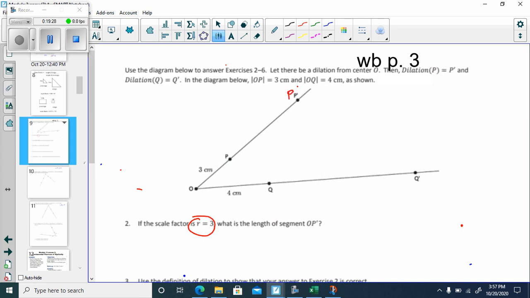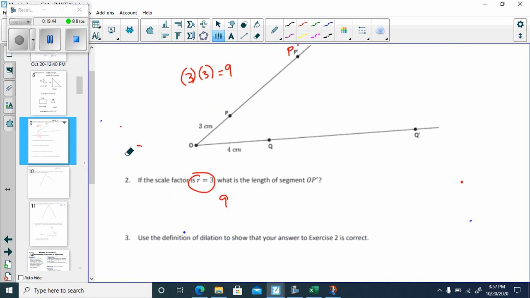Here's your P prime. If OP is 3, and I'm going to OP prime, I'm multiplying by a scale factor of 3. 3 times 3 is 9. The length of the segment is 9. Okay? How can I prove that? Use the definition of dilation to show that your answer to 2 is correct.